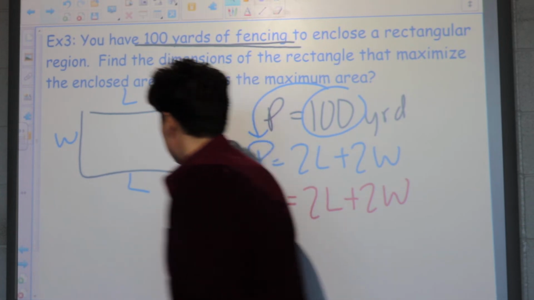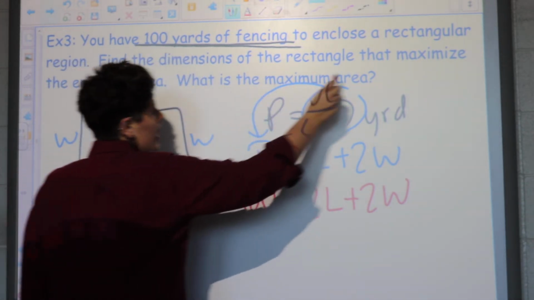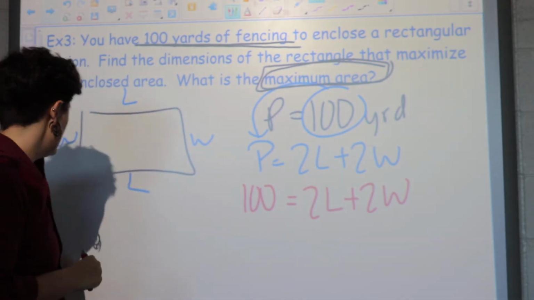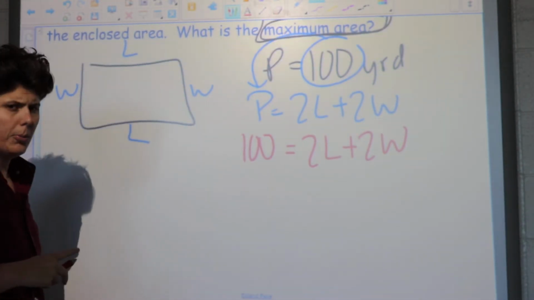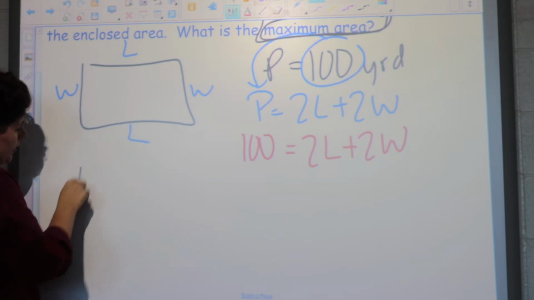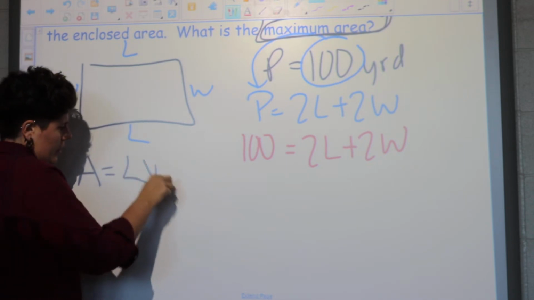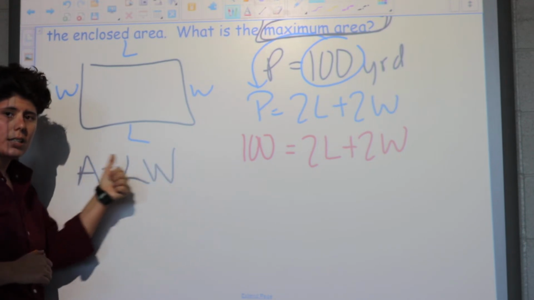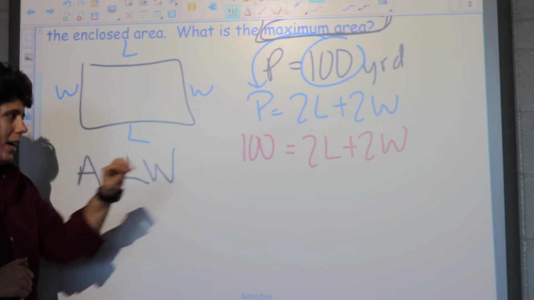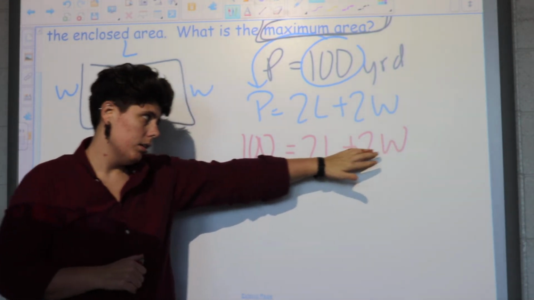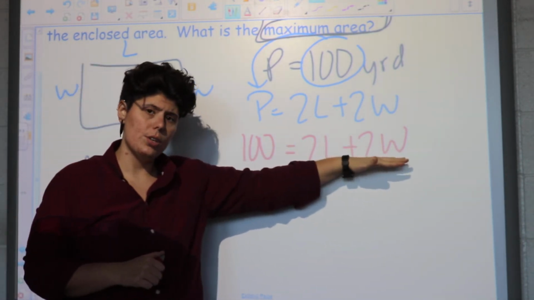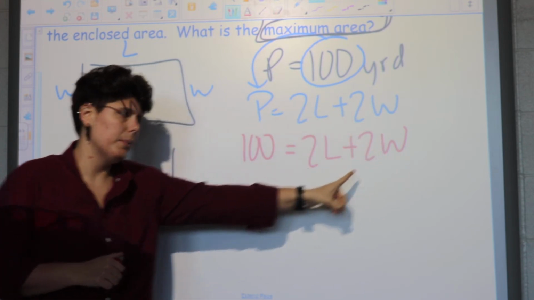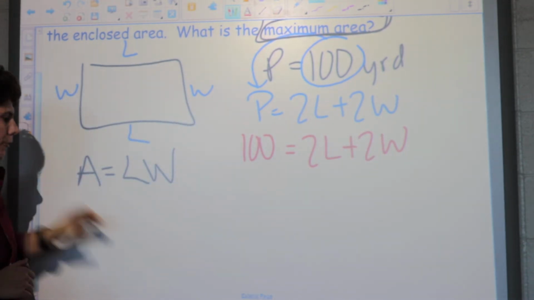Now, let's go back to the problem. It's talking about area, so I need a second equation. The area of a rectangle is length times width. This should look very similar to the product equation we used last time. So I need to solve my one equation for a single variable. It doesn't matter if it's W or L. And then I'm going to plug it into my area formula.